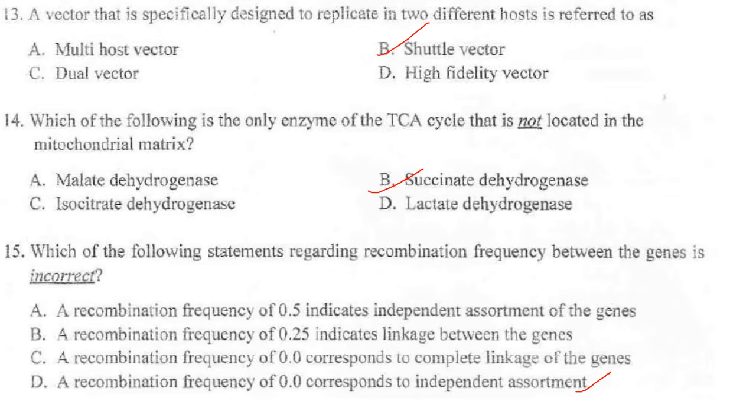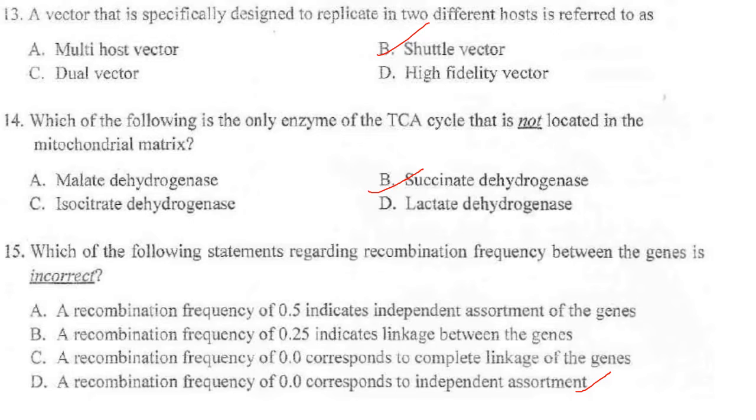A vector that is specifically designed to replicate in 2 different hosts is referred to as a shuttle vector. This is also a question that has been asked in other MSc entrances as well as in the integrated MSc PhD entrance of this university. Then which of the following is the only enzyme of the TCA cycle that is not located in the mitochondrial matrix? So it is succinate dehydrogenase. It is found on the inner mitochondrial membrane. So answer is option B.